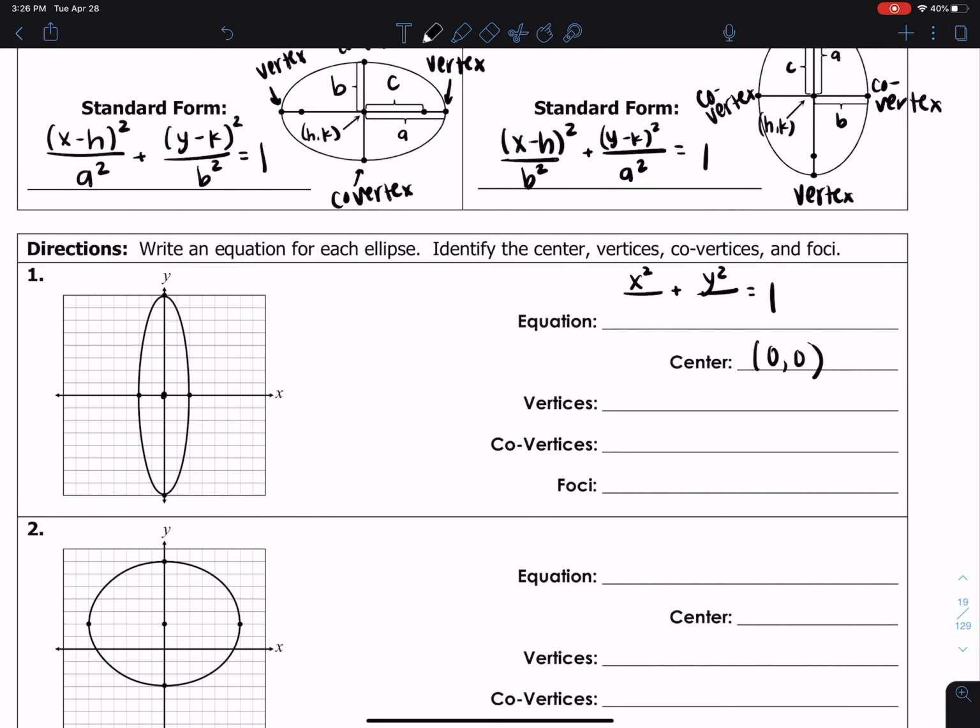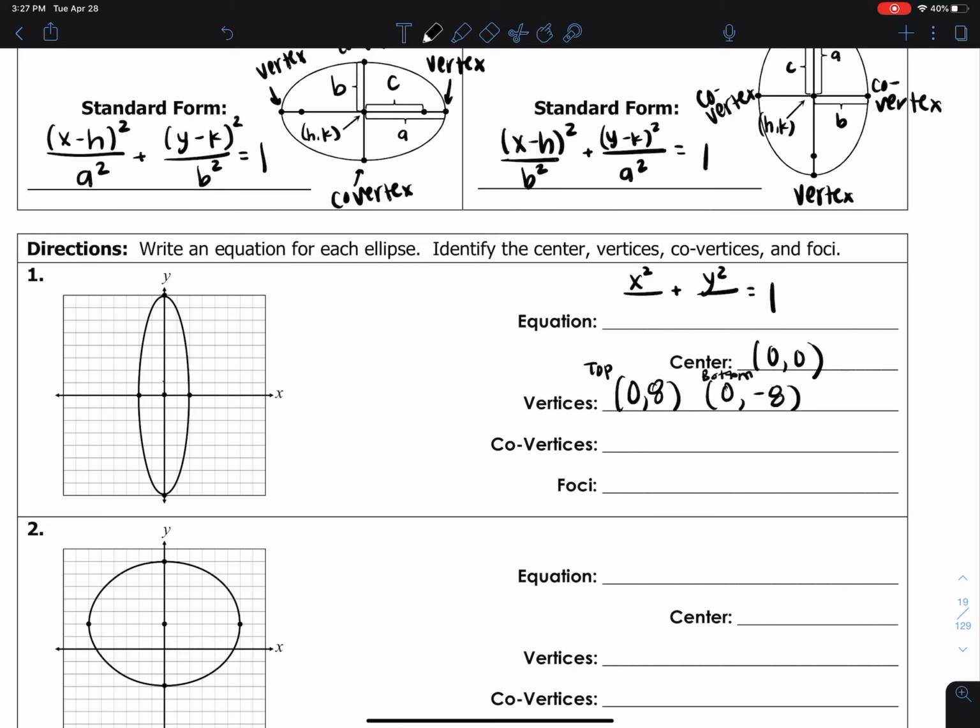The vertices, that's on the major axis. So this is a vertical ellipse because it's longer vertically. So we have 1, 2, 3, 4, 5, 6, 7, 8. This is at 8. So our top vertex is at 0, 8. And then our bottom vertex is at 0, negative 8. So this one you would put for top, this one you would put for bottom on the quiz.